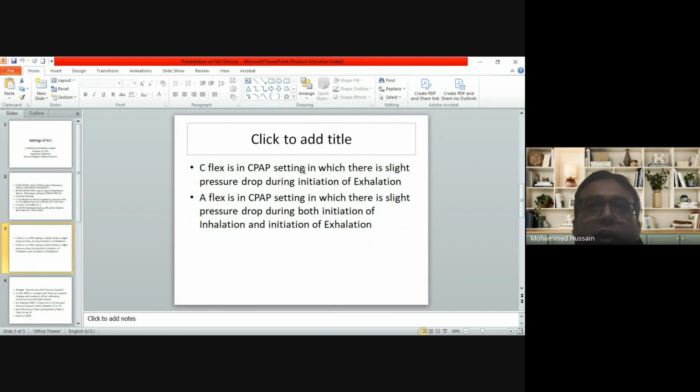A flex facilitates some people who will not tolerate pressure; they feel claustrophobic like that. So at initiation of inhalation also, it will slightly drop. For example, you have kept 7, 8 like that. It will not give 7, 8; it will produce a slight drop to 6, and after that it will build up. That is called A flex, a drop during inspiration and expiration.